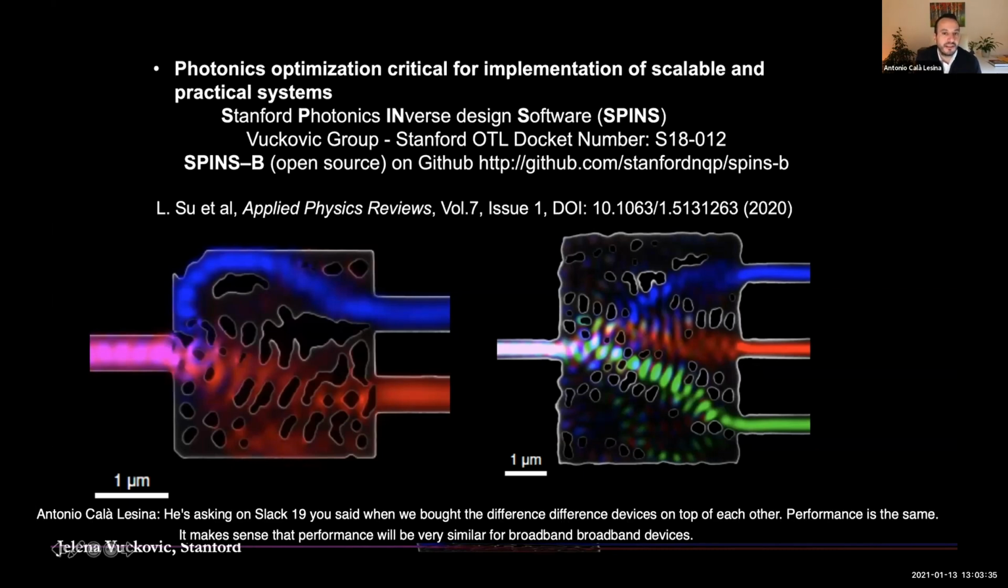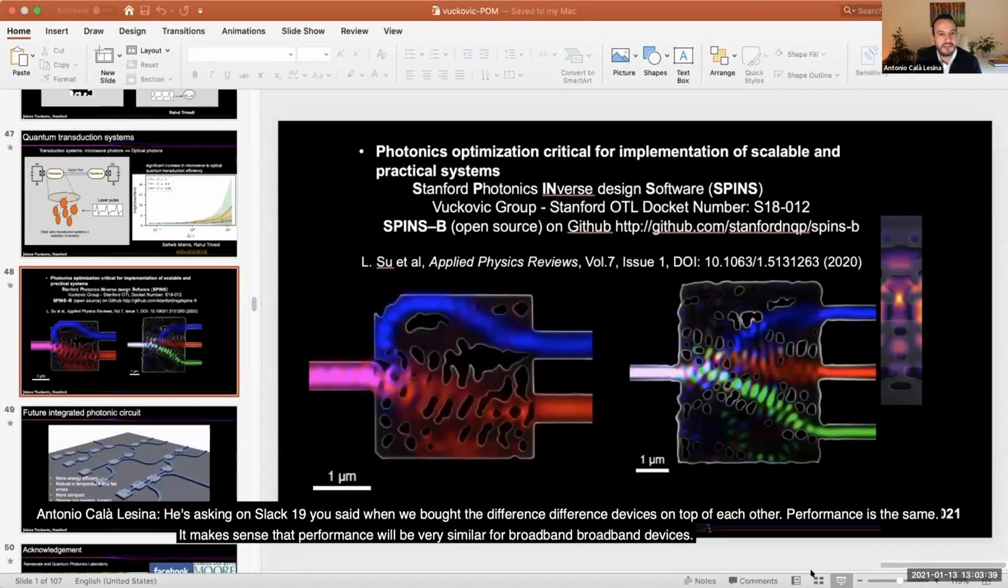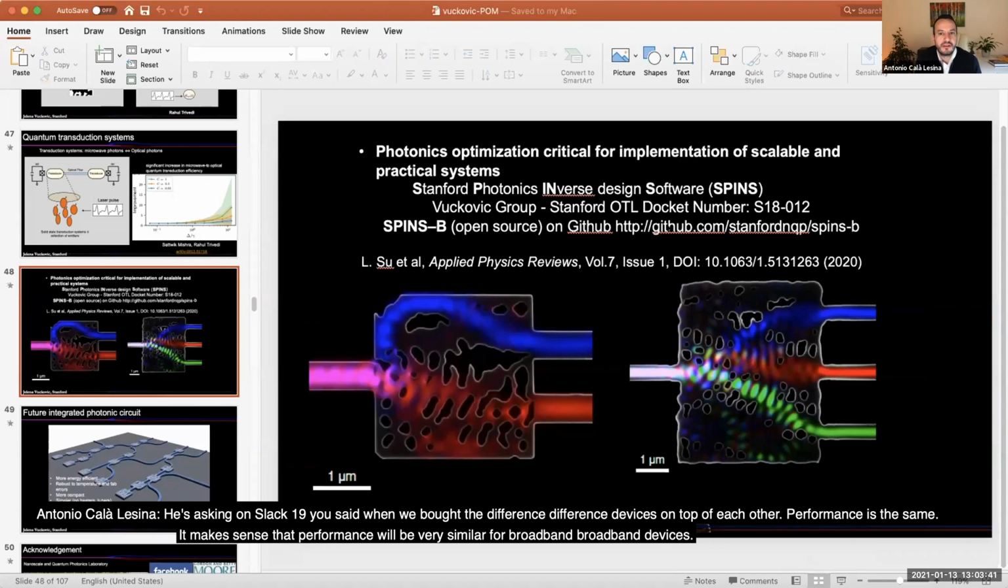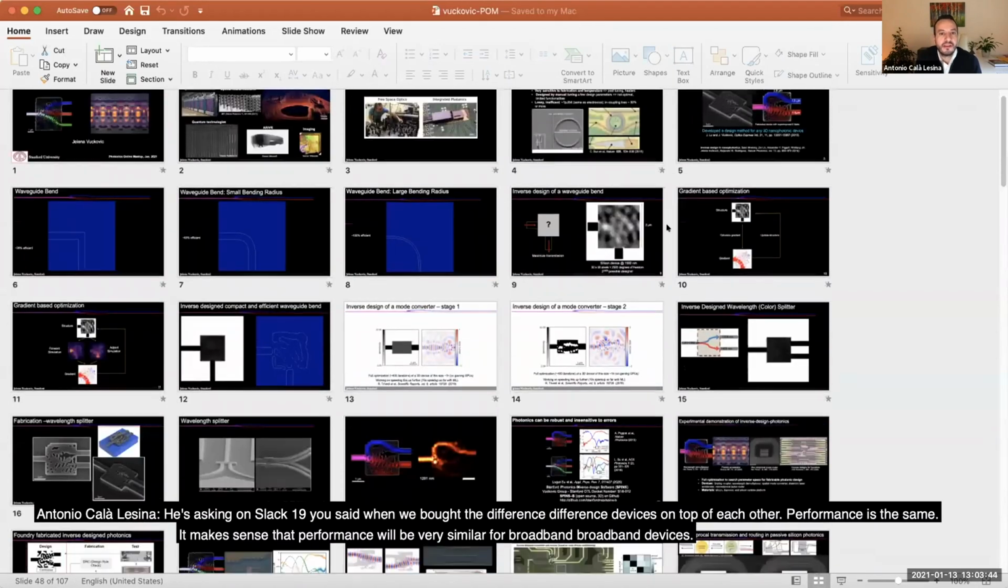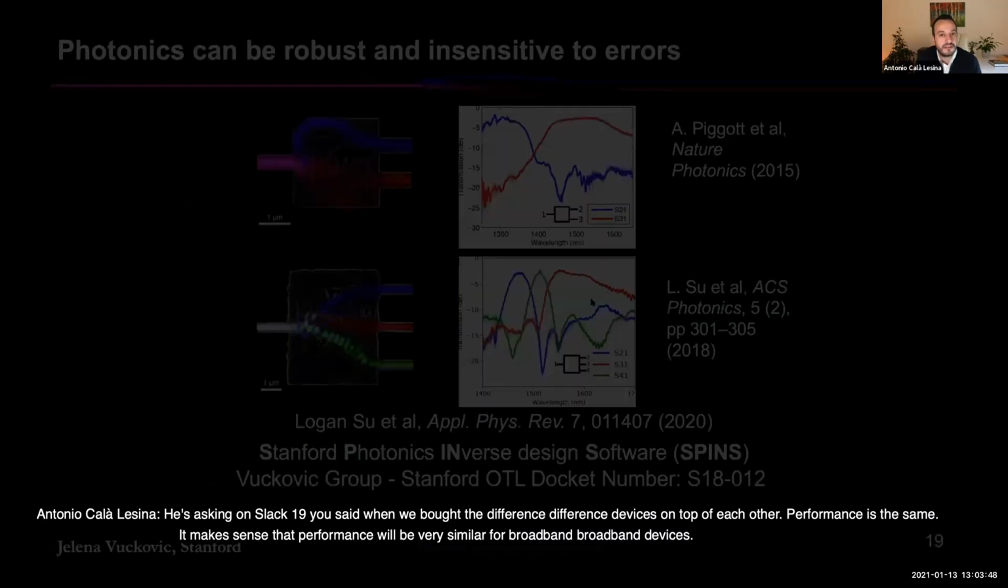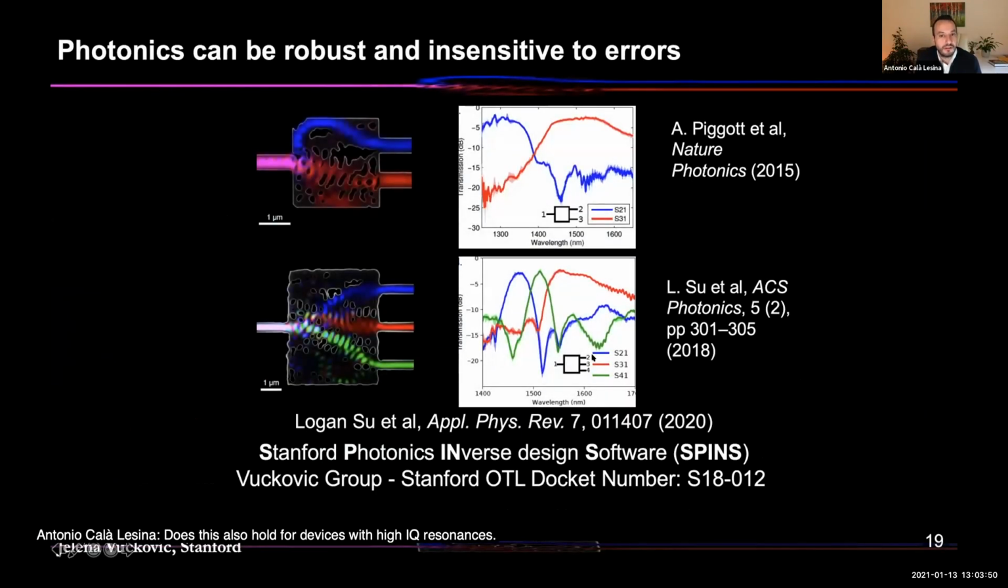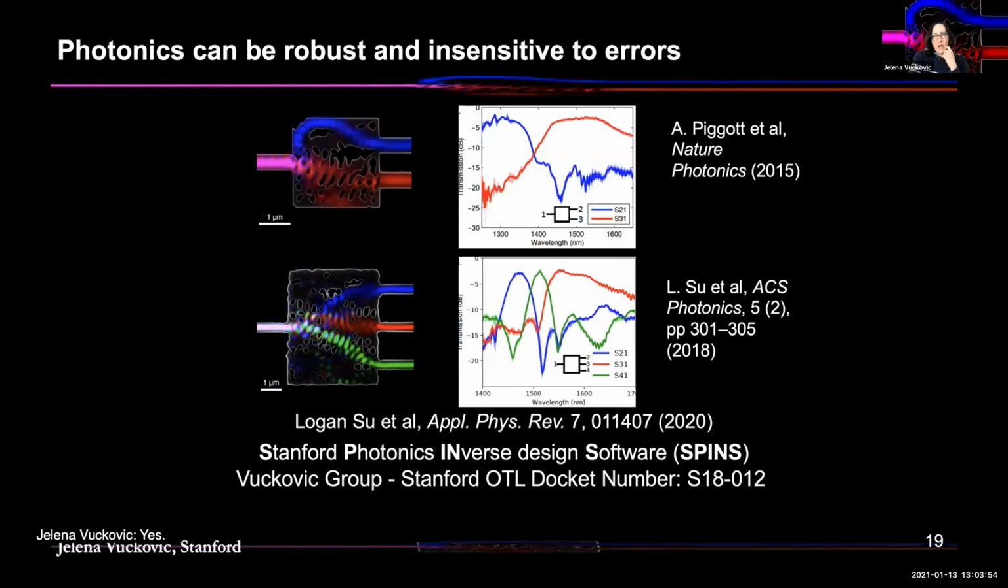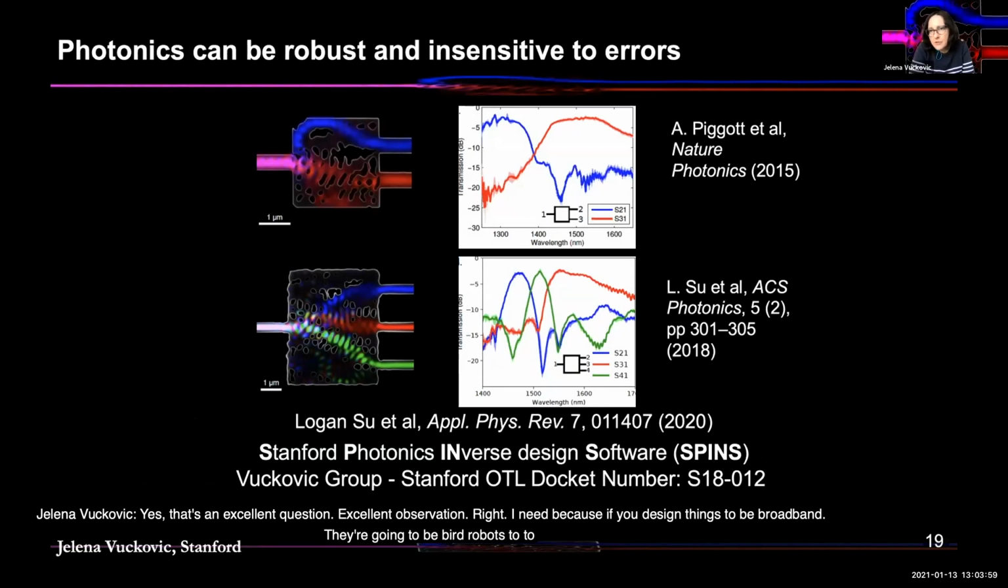He's asking, on slide 19, you said that when we plot the different devices on top of each other, performance is the same. It makes sense that performance would be very similar for broadband devices. Does this also hold for devices with high Q resonances? Do all of the resonances? Yeah, that's an excellent question and an excellent observation, right?